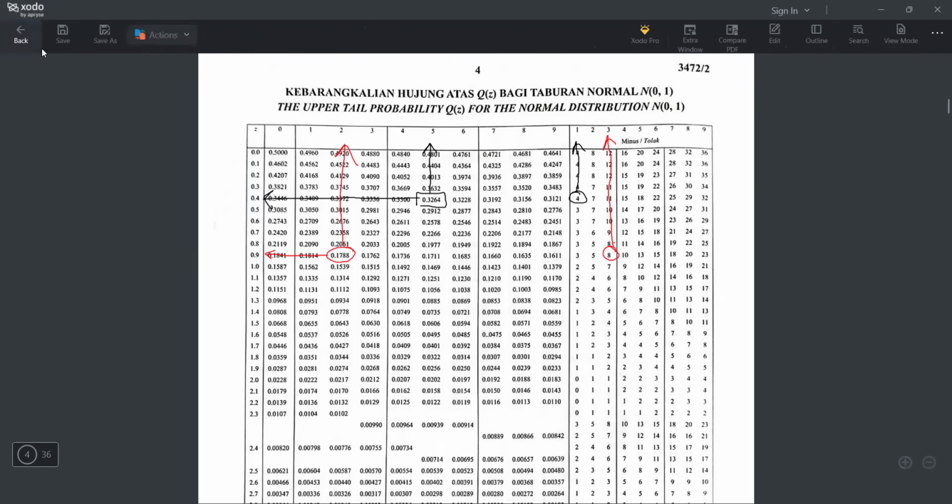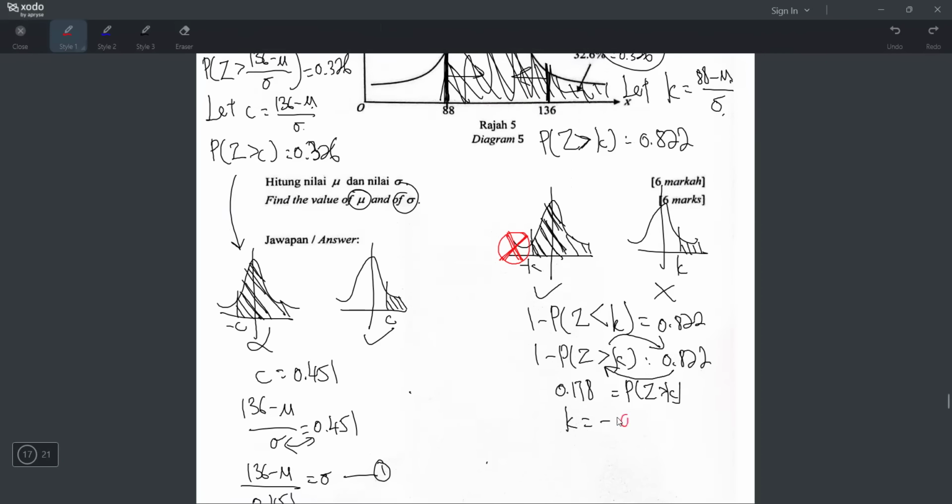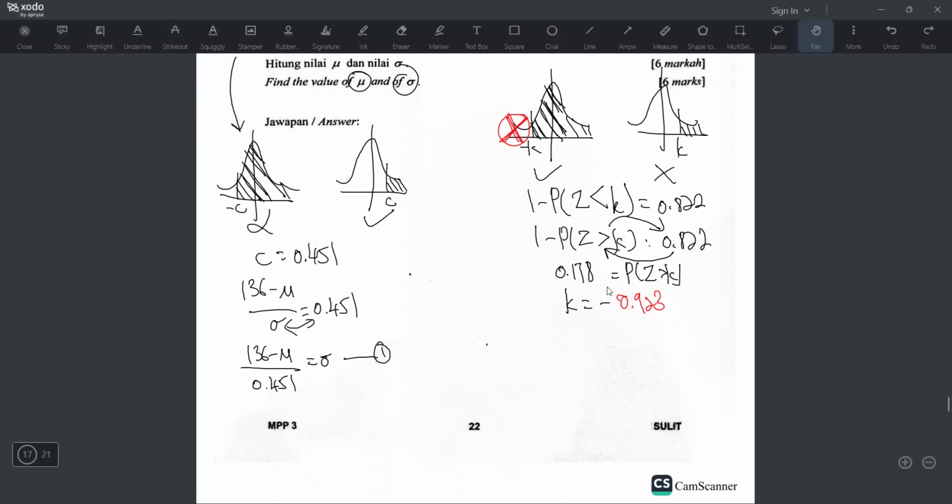0.923, but have to put negative. Yeah, so negative 0.923. Okay. Most of the students, most of the time they will forget the negative, right? So be very careful lah. Once you know it's negative, always put it there so that you don't forget the negative.